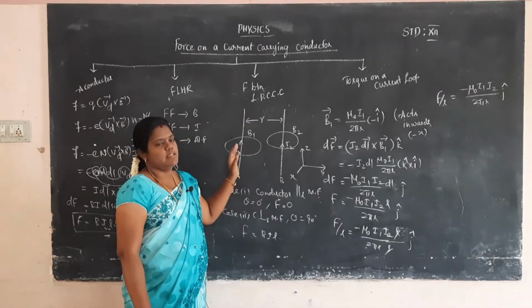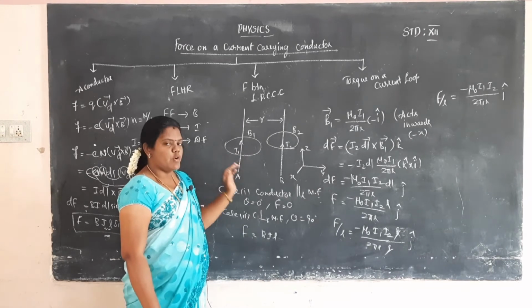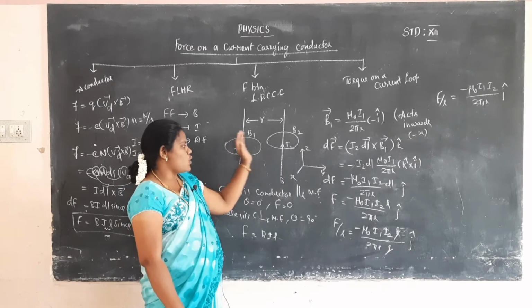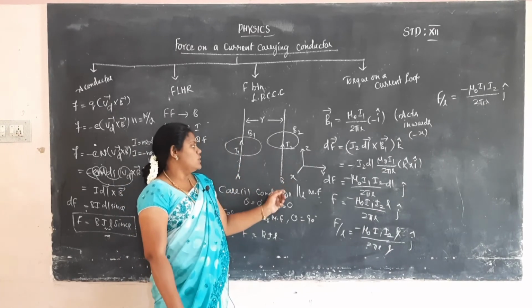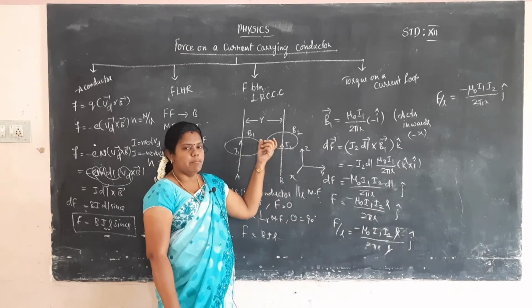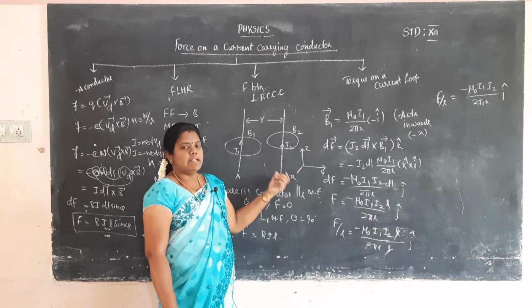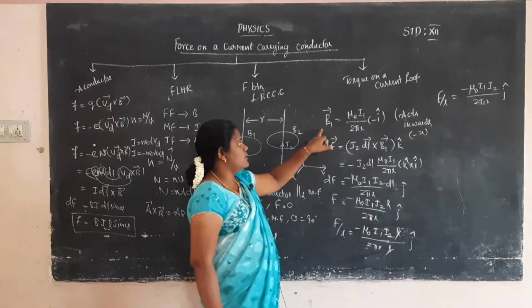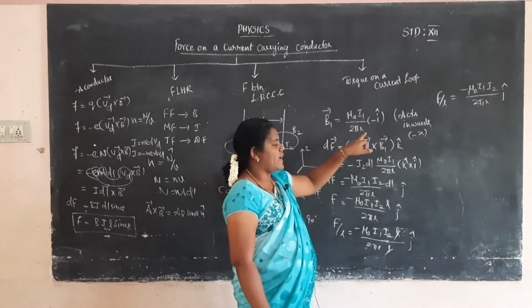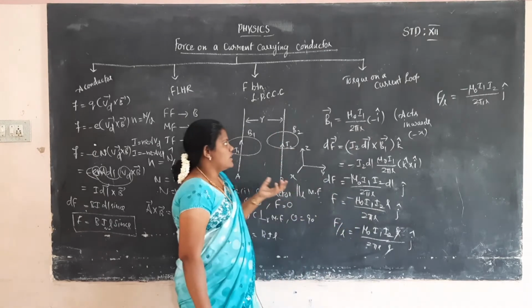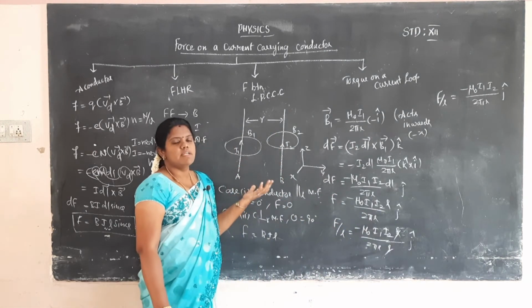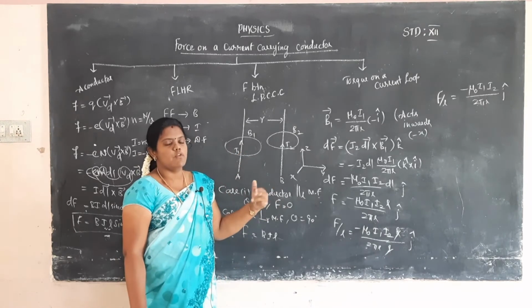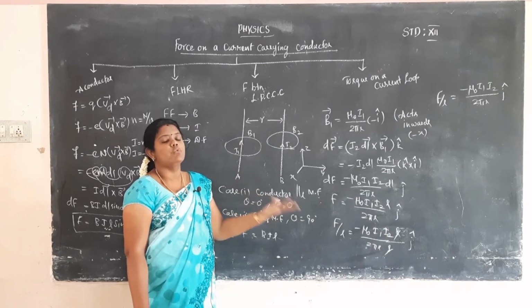The current flows in a conductor, a magnetic field is created, and that magnetic field gives the force on conductor B. Now the I2 current flows in the second conductor, conductor B, and in the same way the force acts in the inverse direction. The magnetic field B1 acts in the inverse direction. Inverse means the force acts inward. But this time the magnetic field acts outwards.